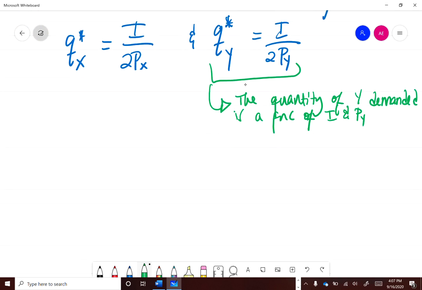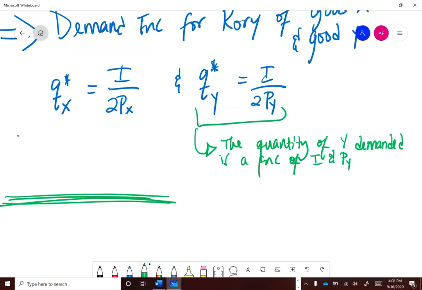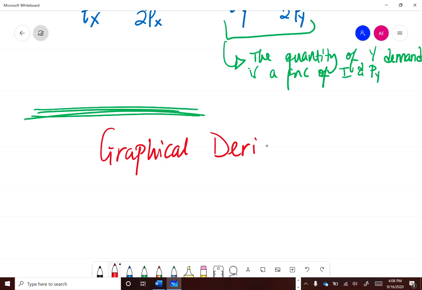We can stop at this point. We've derived that function, but if you want to carry on, we can go ahead and do the graphical derivation. I think that's going to be a different video. Graphical derivation. Next.